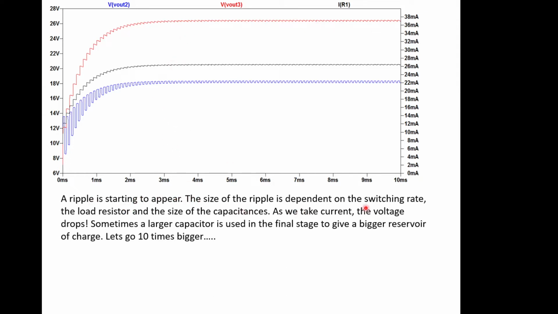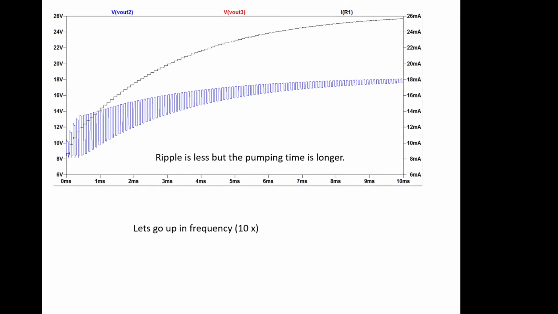The size of the ripple is dependent on the switching rate. Obviously we can see that if we switch much faster, the size of that ripple will go away. It's also dependent on the value of the load resistance, and it's also dependent on the size of the capacitances, so that dictates how much charge can be pumped through this in one cycle. So as we take the current, the voltage drops, so we just need to think of ways of mitigating and minimizing this. It's never going to go away completely. But we also had ripples in the inductive systems as well. So again, it's just a question of understanding the system and adjusting accordingly.